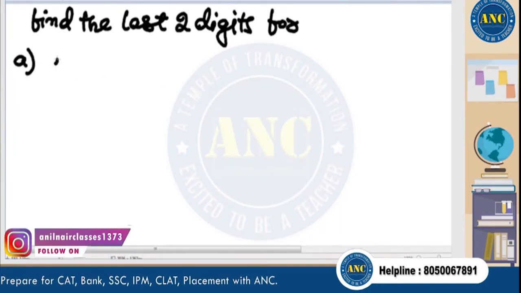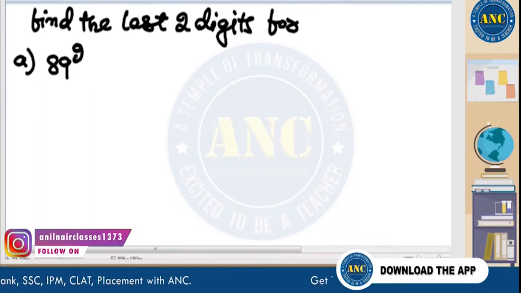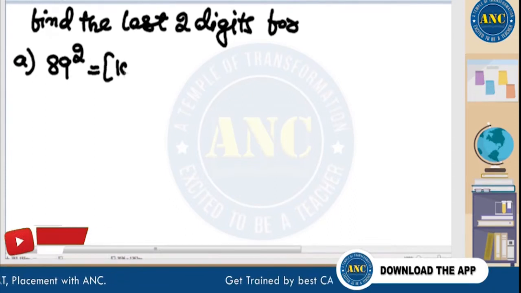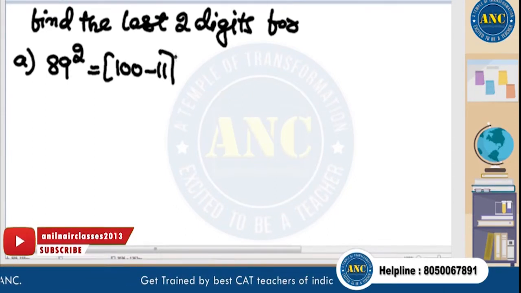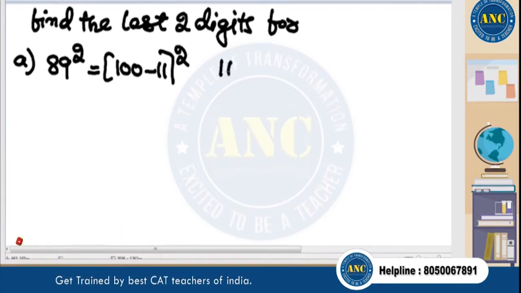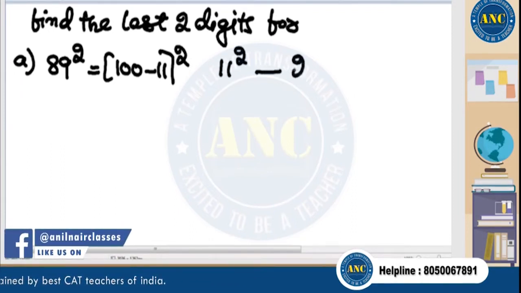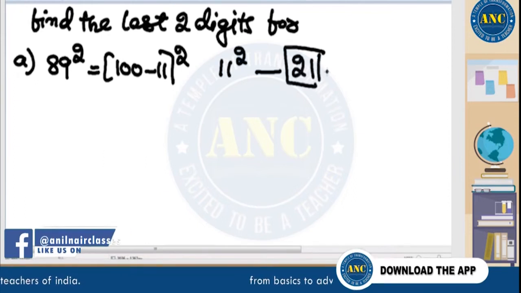Find the last two digits of 189 square. 189 square is nothing but 100 minus 11 square. x square is 100 minus x square. 11 square is 121. Answer is 21.